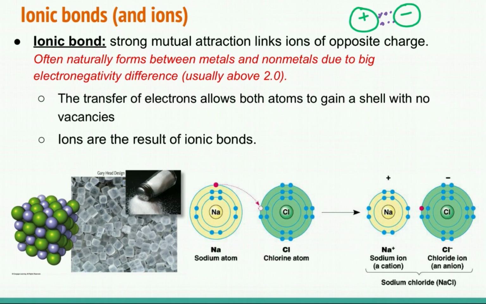Now, generally speaking, ionic bonds are going to form between metals and nonmetals due to big electronegativity differences. The electronegativity difference is usually 2 or above. In the 1.7 to 2.0 range, it gets a little bit dicey, a little bit borderline, but generally speaking, if there's a fairly large difference and for sure one's a metal and one's a nonmetal, then you're going to form an ionic bond.